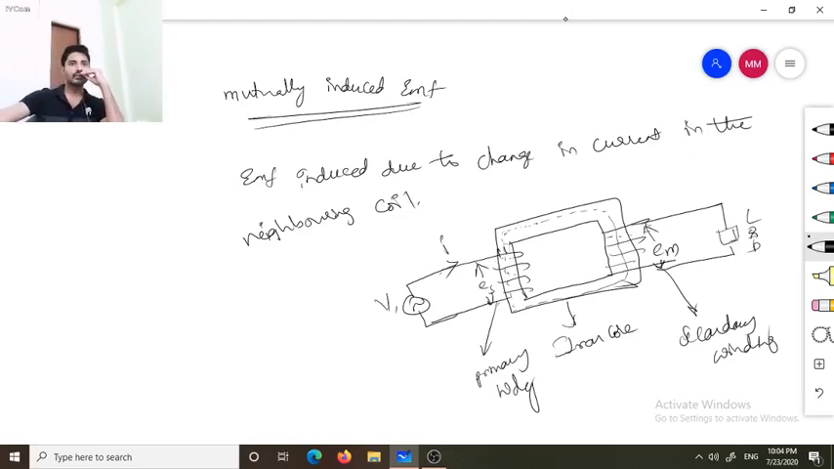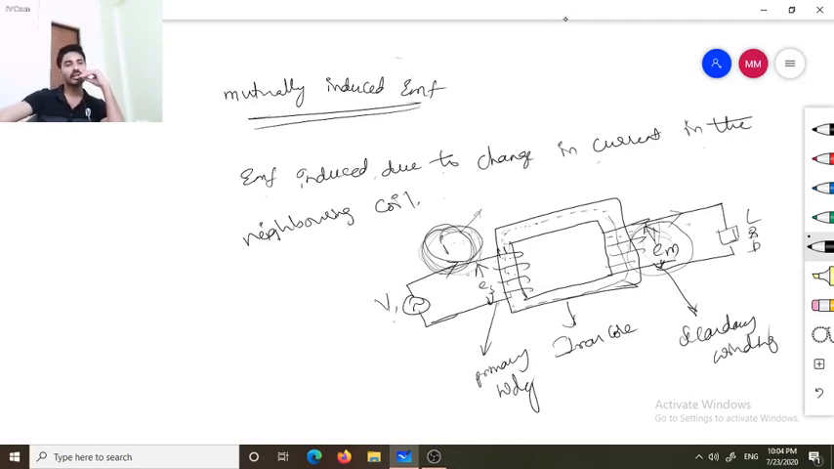So the EMF is induced due to change in current in the neighboring coil. Neighboring coil means the first coil. The first coil current is changing. Why? Because we are giving an AC source. AC source means the current is alternating, which means it varies with respect to time. Due to the change in current in this coil, an EMF will be induced in the secondary coil. That EMF is nothing but a mutual induced EMF.